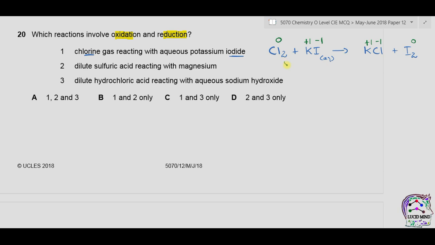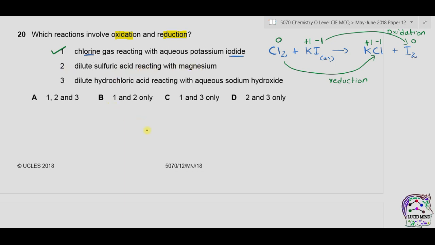Now chlorine goes from 0 to -1. This change in oxidation state from 0 to -1 is called reduction, while the increase from -1 to 0 is called oxidation. So 1 is correct.